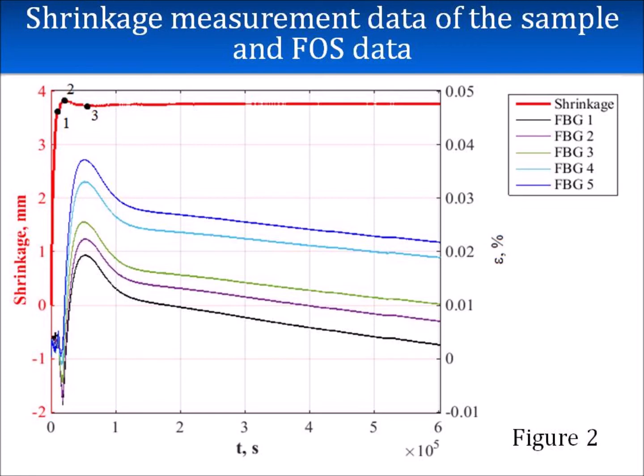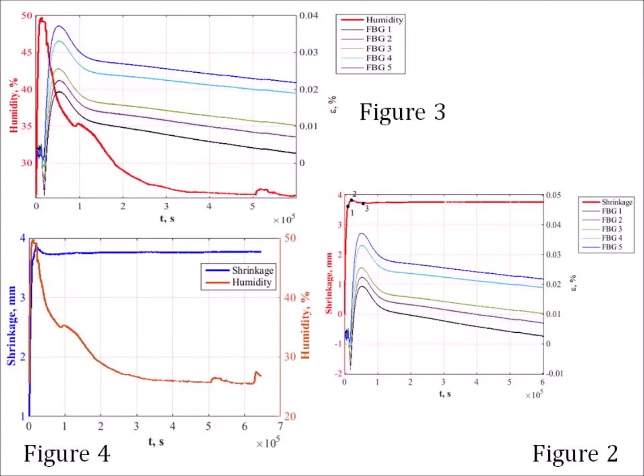This deformation of the sample occurs during the period of the most intense moisture evaporation from the concrete mix and lasts until the concrete mix sets or hardens. The end of this stage corresponds to a peak in humidity, which can be observed in Figure 3.